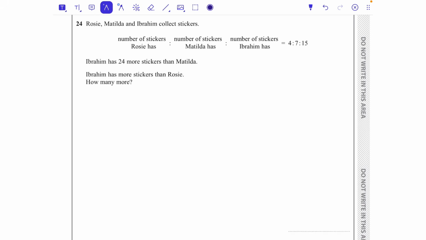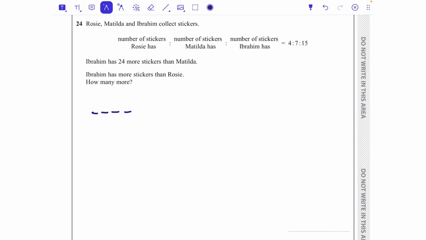Rosie, Matilda and Ibrahim collect stickers. The number of stickers Rosie has to the number of stickers Matilda has to the number of stickers Ibrahim has is in the ratio 4 to 7 to 15. Ibrahim has 24 more stickers than Matilda. Ibrahim has more stickers than Rosie. How many more? Okay, so we've got the ratio and I'm going to draw them out.